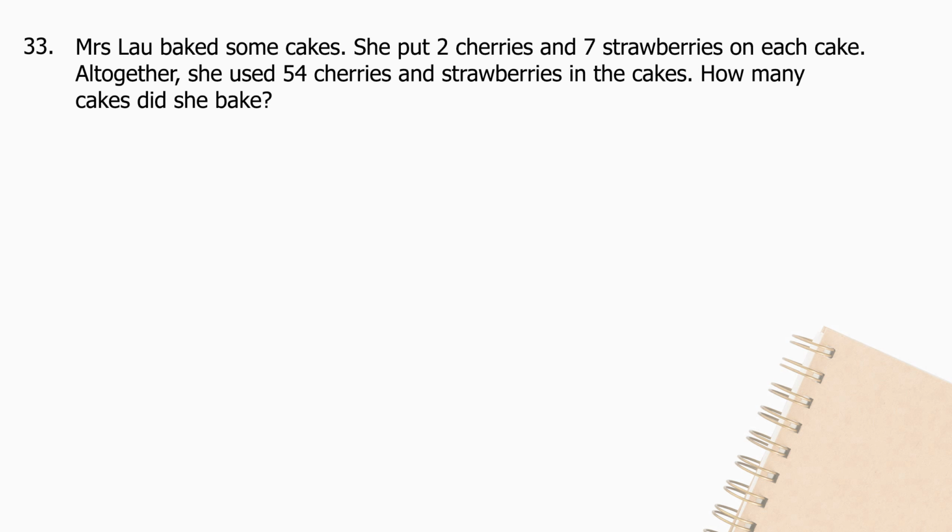Question 33. Mrs. Lau baked some cakes. She put 2 cherries and 7 strawberries on each cake. Altogether, she used 54 cherries and strawberries in the cakes. How many cakes did she bake?